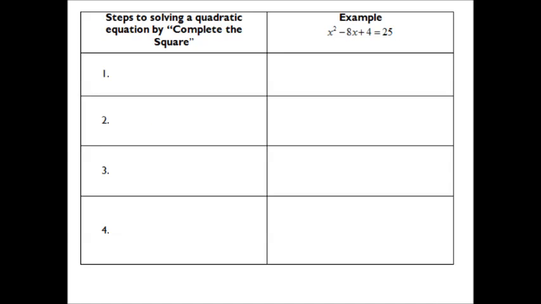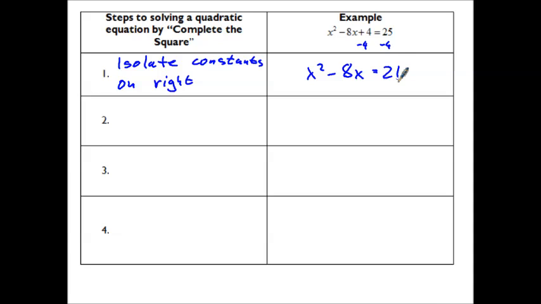And let's talk about all the steps that we have to perform in order to solve a quadratic equation by completing the square. The first thing we need to do is isolate the constants on the right. In terms of our example here, x squared minus 8x plus 4 is equal to 25. We need to subtract the 4, and we get x squared minus 8x is equal to 21.